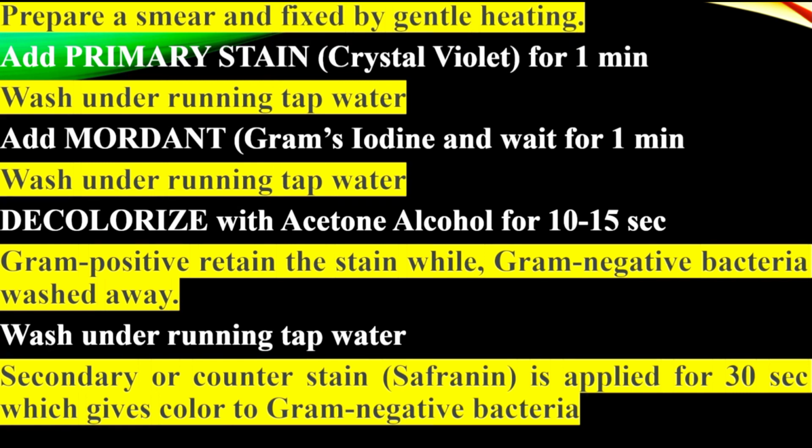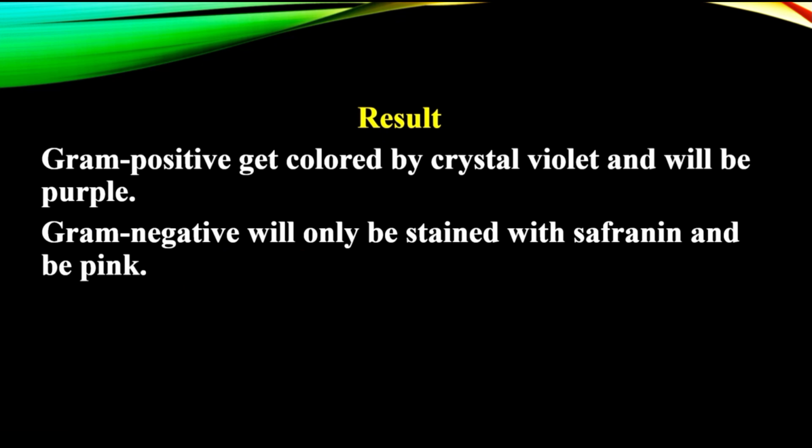And the last step is the secondary or counterstain with safranin for 30 seconds, which gives color to the gram negative bacteria. Here is the result.